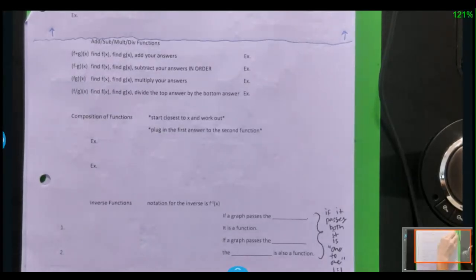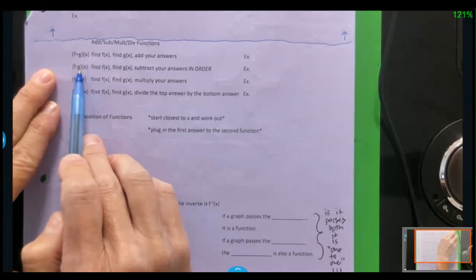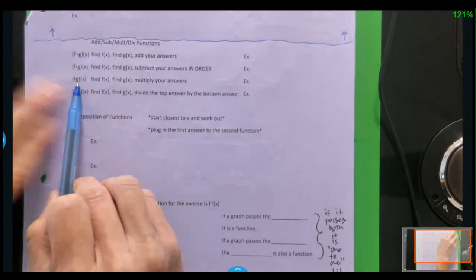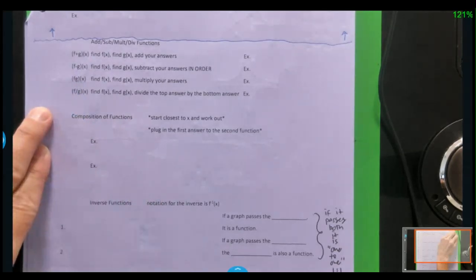All right, we're going to add, subtract, multiply, and divide functions. So here you go. You can add functions if there's an addition in the middle. You can subtract functions if there's a subtraction. You can multiply if it just says FG and it's understood to be multiplication in between there. And you can divide functions.